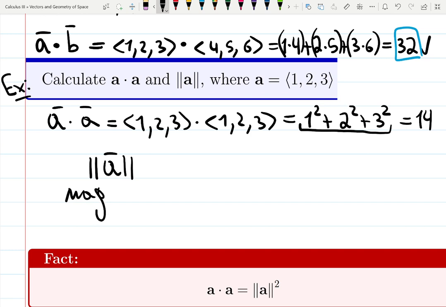Magnitude. What does vector have? Who knows? Two things. Direction and magnitude. Direction and magnitude. Remember that.